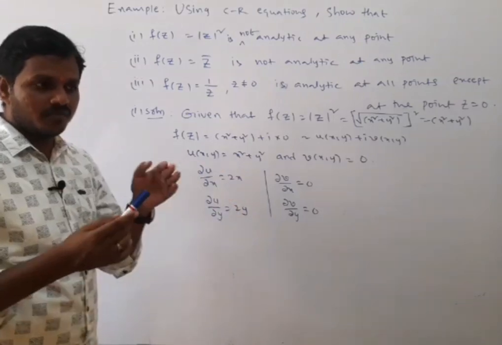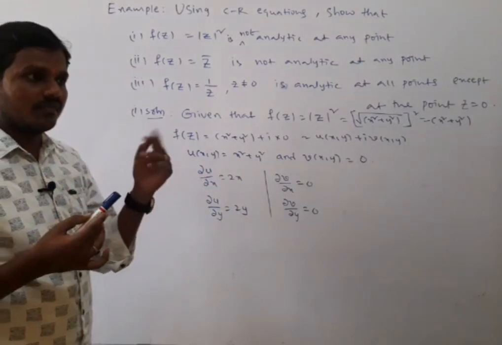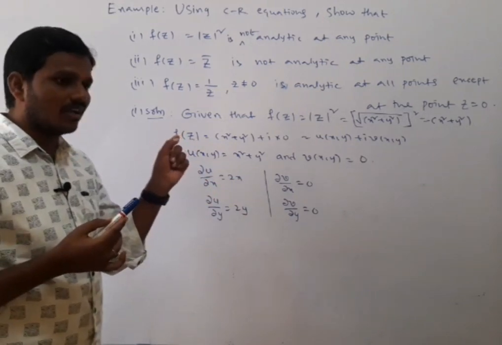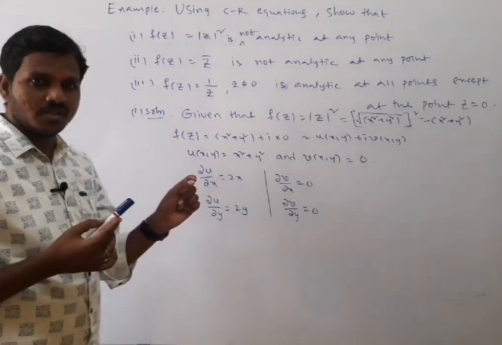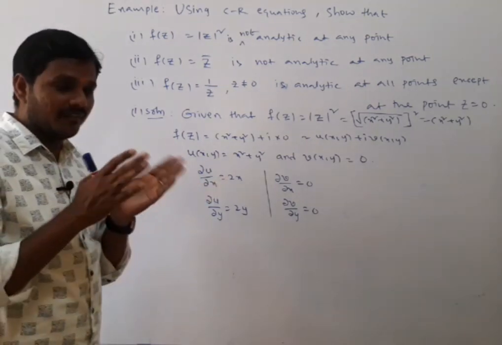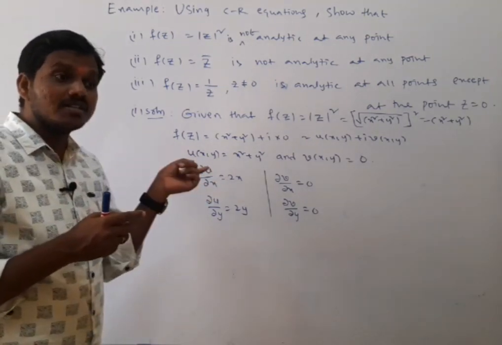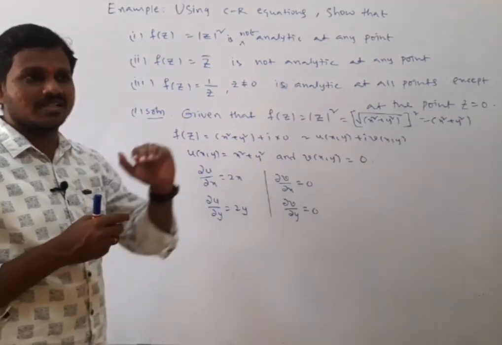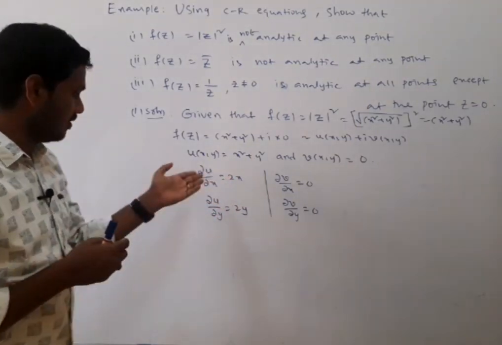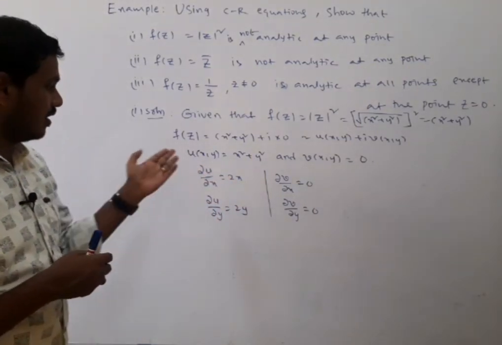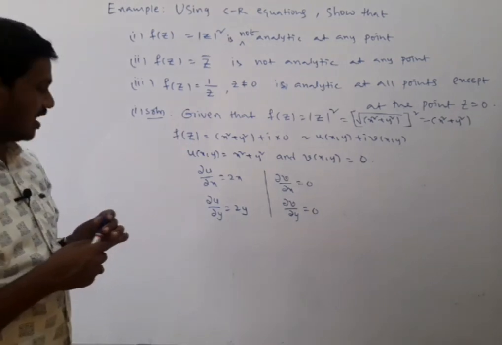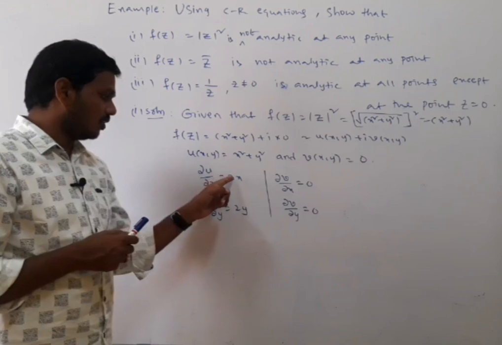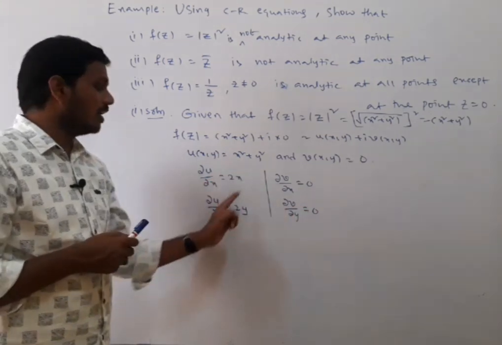If you are thinking about the sufficient condition for the function to be analytic: the function f(z) has continuous partial derivatives, and not only that, the function also satisfies the CR equations, then the function is analytic in a certain region, a certain domain. But checking whether the partial derivatives satisfy the CR equations, ∂u/∂x = ∂v/∂y and ∂u/∂y = −∂v/∂x, it is clear that 2x is not 0 and 2y is not 0.